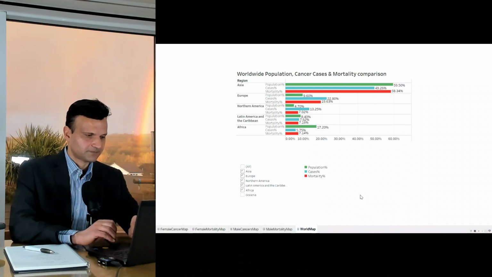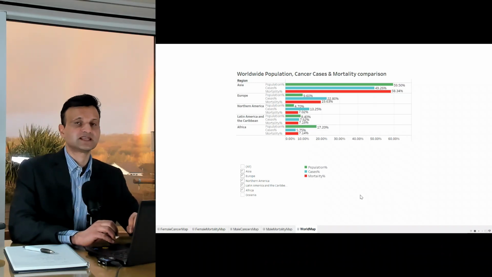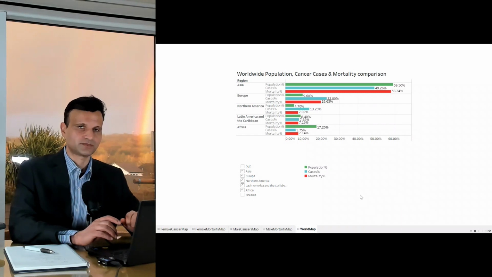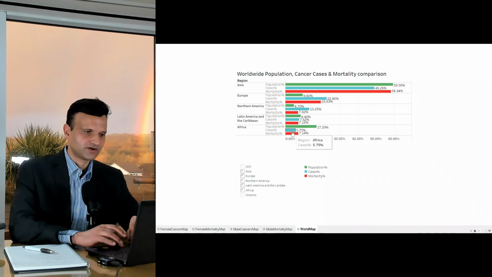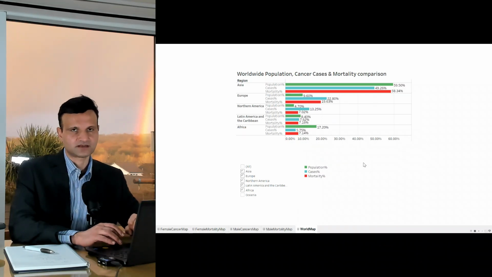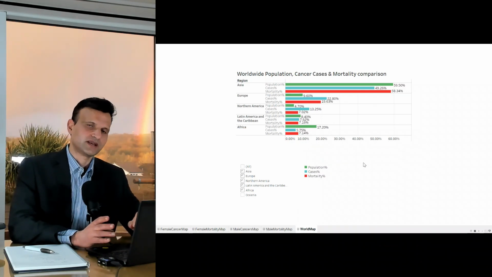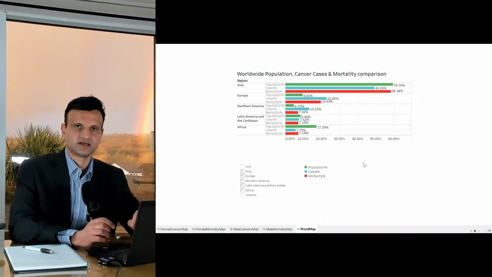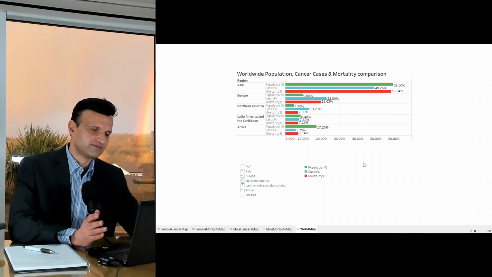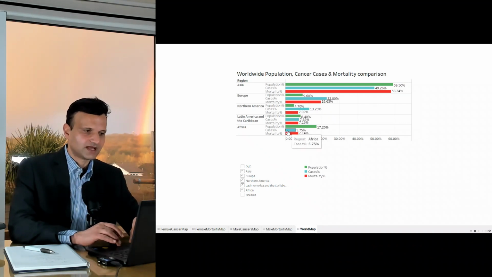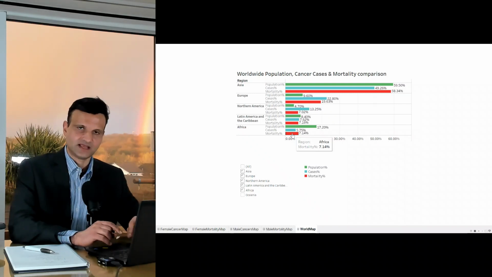Finally, comparing with Africa, 17.20% of the global population lives in Africa, but the cancer rate is only 5.75%. There might be two reasons. One is that not all the cancer cases have been reported, and secondly, due to their lifestyle, they don't have access to all the chemicals which the Western world has. So for that reason, cancer rates are quite low. But if we compare with mortality, mortality is high compared to cancer rates.